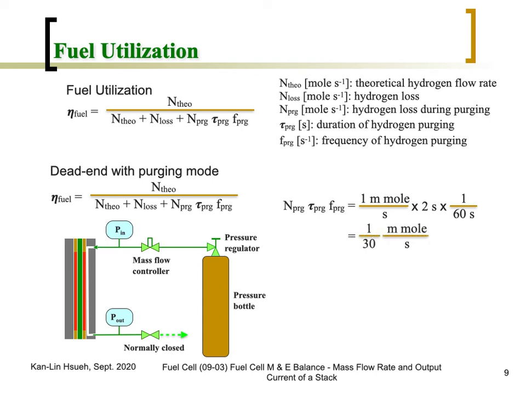So the flow rate should be approximately 1/30 millimole per second. Actually it should be 1/31, for a period of about every 62 seconds you have 1 millimole of hydrogen going out.